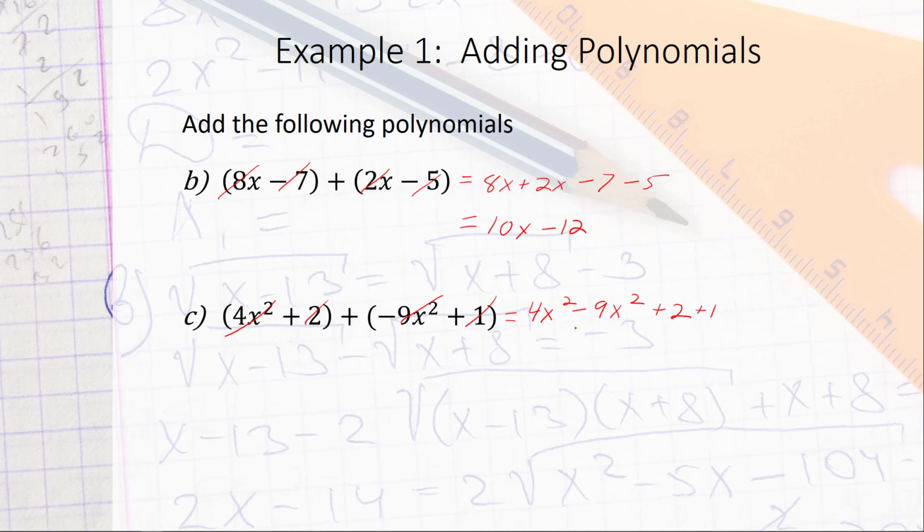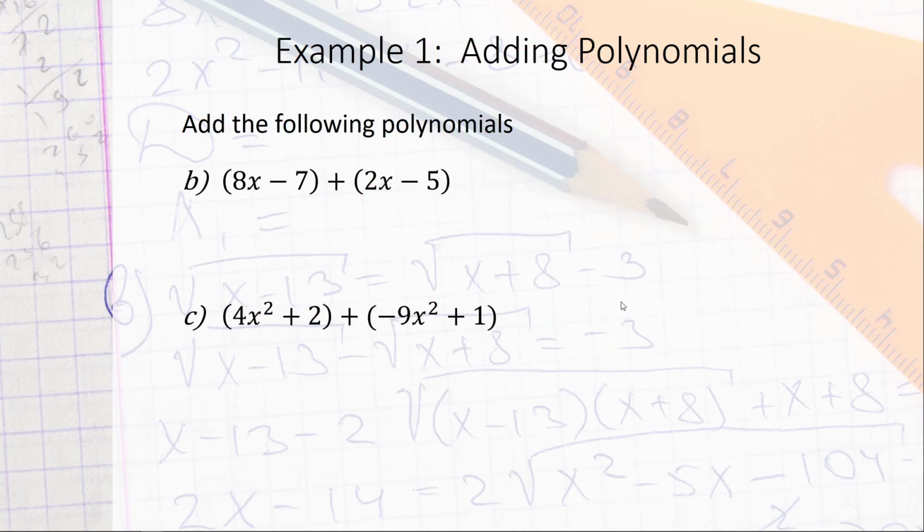Once I've done that, then it's easy to combine the like terms. Here's one set of like terms, 4x squared minus 9x squared. That will be negative 5x squared. And then 2 plus 1 is 3. Oh, I forgot the minus sign. There's the minus sign. And there you go. That's the answer. So that's how we deal with adding polynomials.